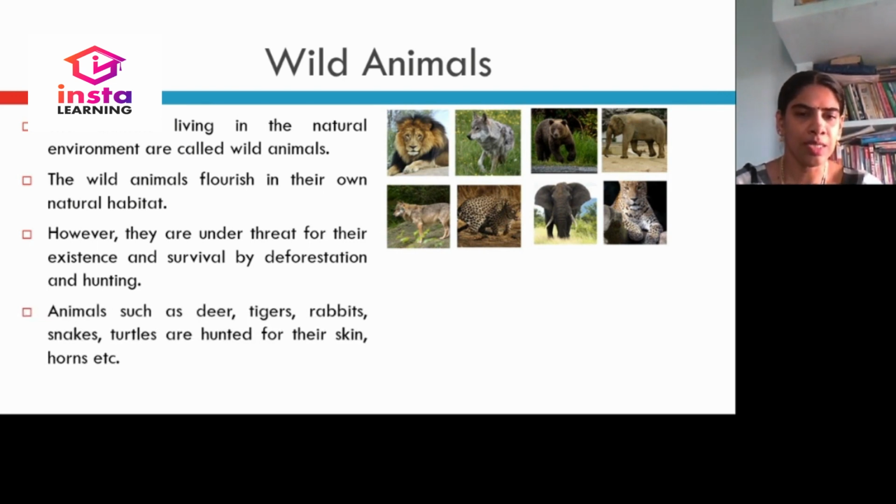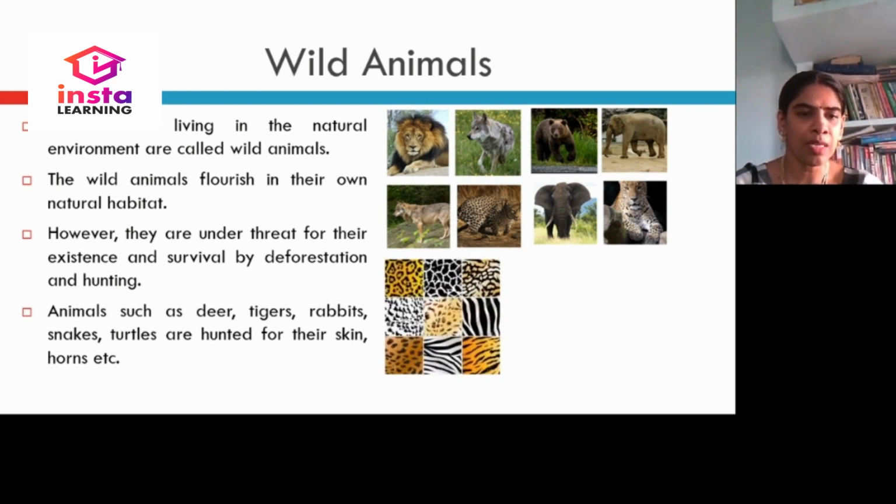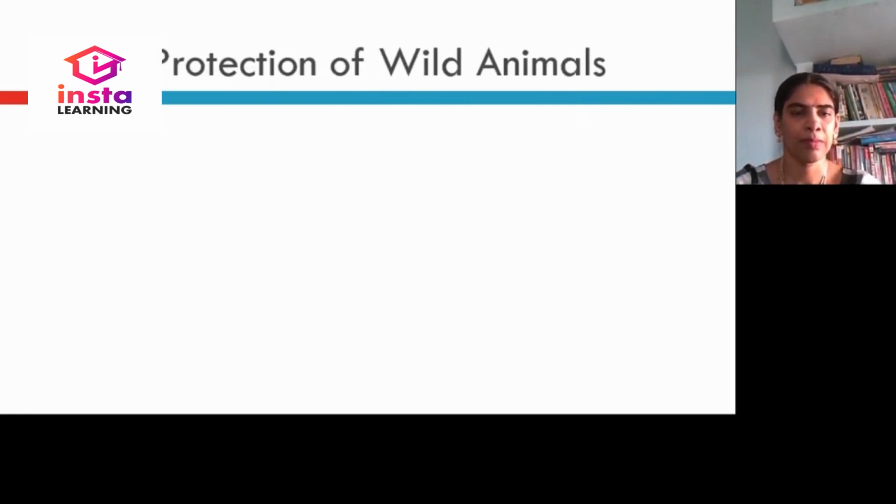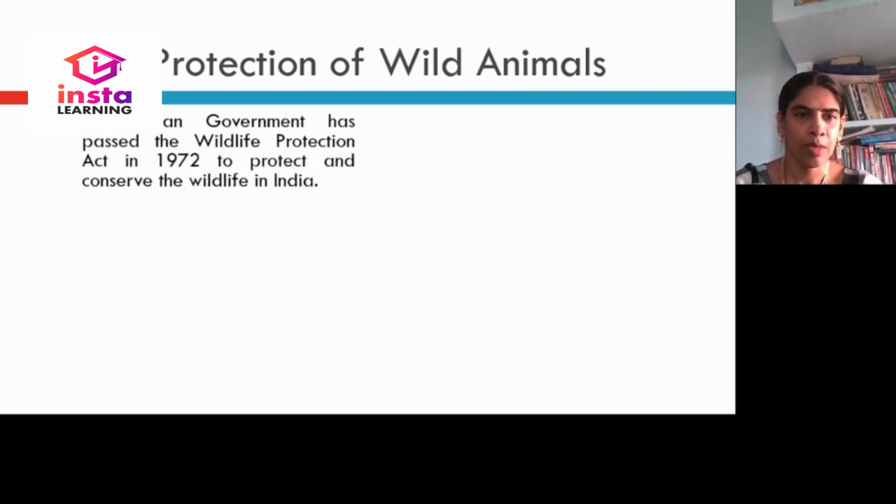Animals such as deer, tigers, rabbits, snakes, turtles, etc. are hunted for their skins, horns, etc. How do we protect wild animals? The Indian government has passed the Wildlife Protection Act in 1972 to protect and conserve the wildlife in India.